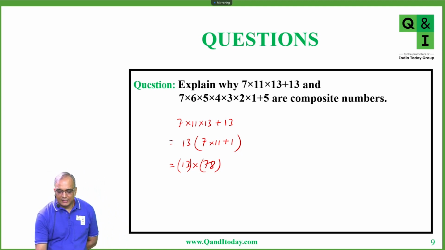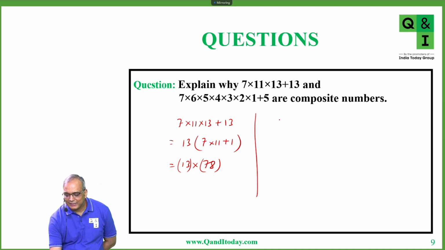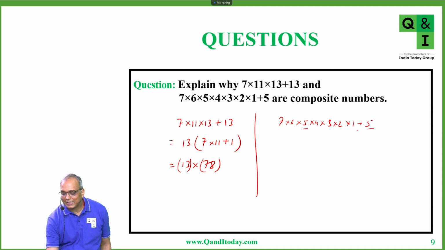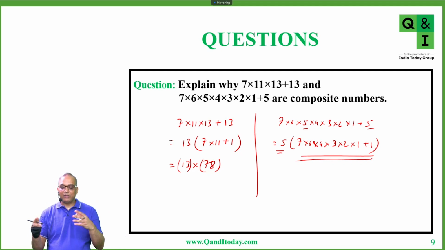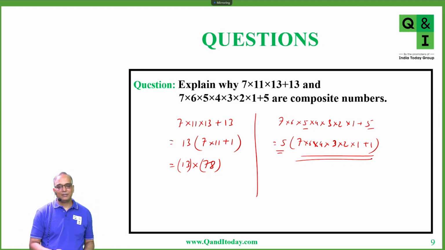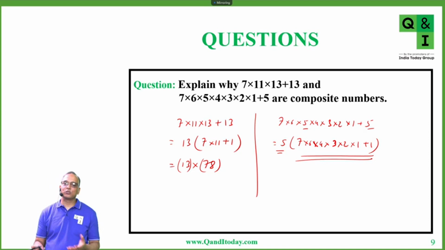Okay. Now similarly here also you will write 7 into 6 into 5 into 4 into 3 into 2 into 1 plus 5. Now this has 5 in both these parts. So if you take 5 as common, you have 7 into 6 into 4 into 3 into 2 into 1 plus 1. Now this is one factor, this is another factor. Other than 1 and the number itself, you have 2 more factors and many more factors, in fact. So that's why we say that this number is also composite.